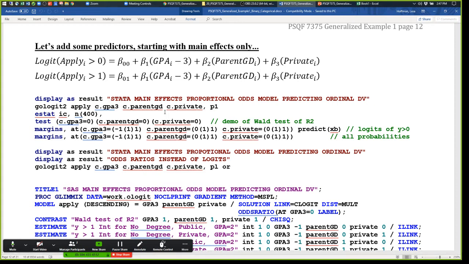This next model is what's known as proportional odds. It means that each of these submodels gets its own intercept, but all the slopes for the predictors are constrained to be the same. So it doesn't matter if I'm talking about the logit of moving off of 0 or the logit of saying yes. The effect of parent's degree and private versus public is the same.